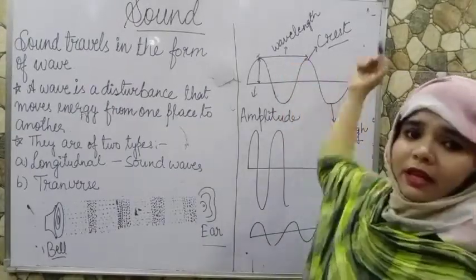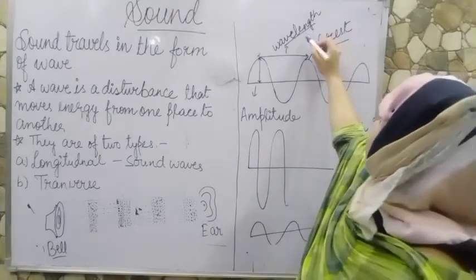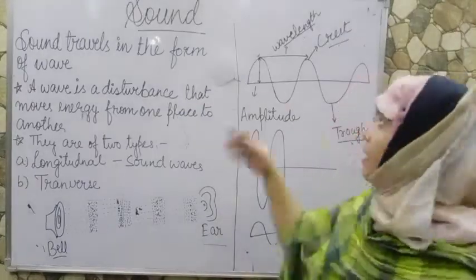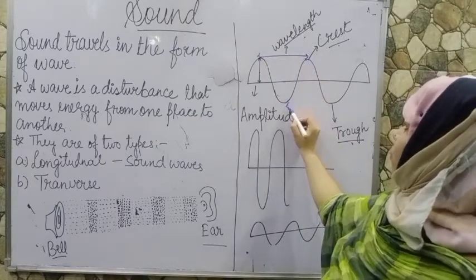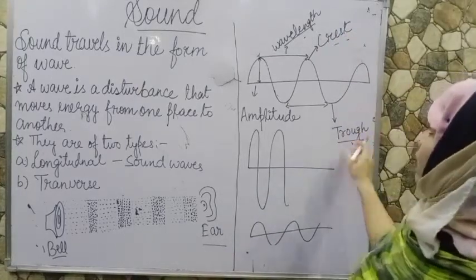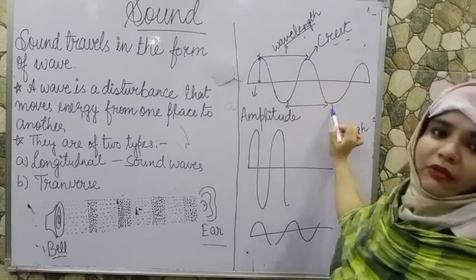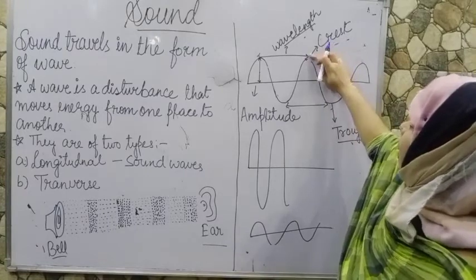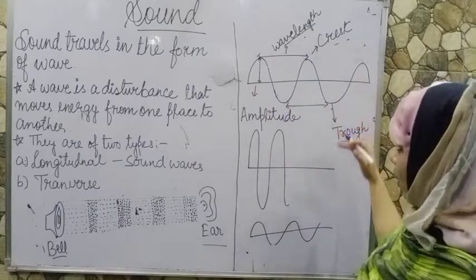See, a wave has some parts. The terms related to the wave are wavelength, crest, trough, amplitude. What are these terms? First, wavelength. The distance between two crests or two troughs. This is the crest, the upper region, and this is the trough, the lower region. The distance between two crests or two troughs is known as wavelength. And the crest is the highest peak of your pitch and the trough is the lowest.